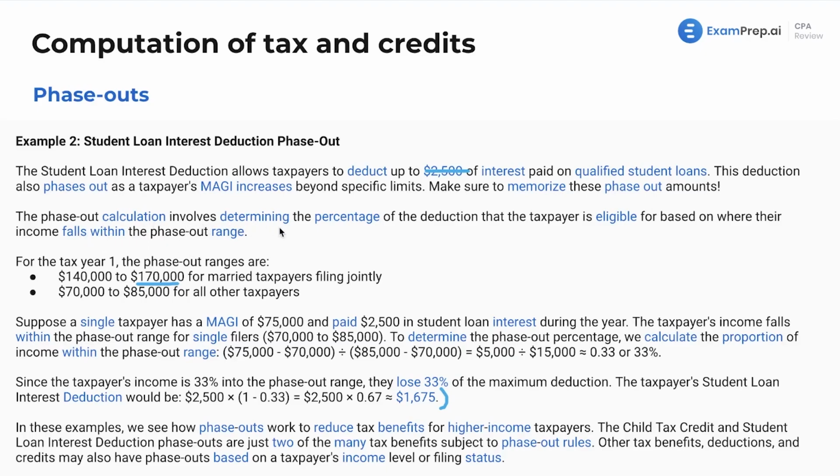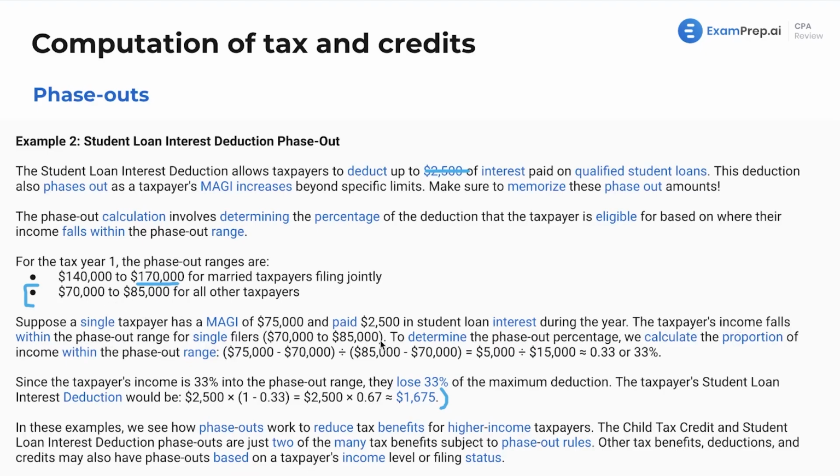Now, for the phase out calculation, we have to determine the percentage of the deduction that we're eligible for based on where our income falls within the phase out range. Again, it'd be a lot easier if it was just above or below, but we're in the middle here. We've got a single taxpayer in this situation. They paid $2,500 in student loan interest. Maybe they paid $5,000, right? The question could say $10,000, but the maximum you could get is $2,500. So in this case, they just paid exactly $2,500.